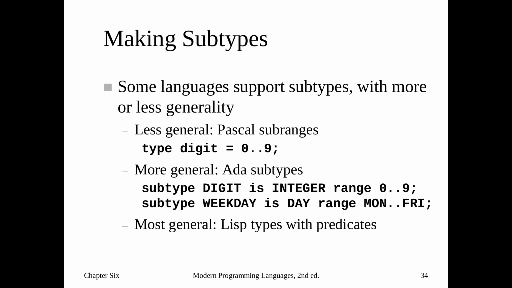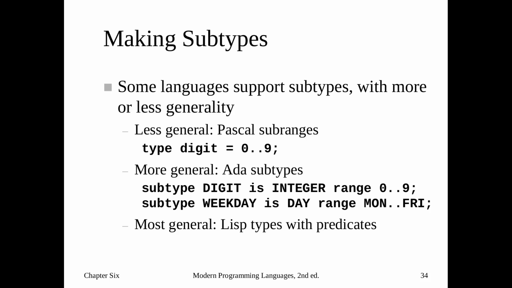And so we can use this same concept. Subsetting creates subtypes, right? Languages support subtypes with more or less generality. The less general would be something like Pascal subranges, which are basically of type int, but they are limited in size, so int can be anything within the range of the minimum to the maximum, but then we reduce it in size when we do a range to only this one subset. And so the case of a digit would be 0 to 9.